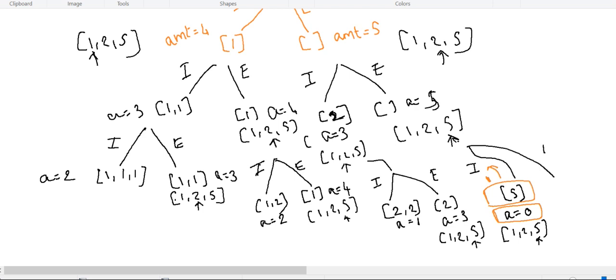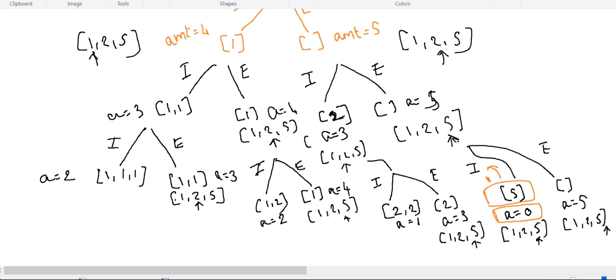Now let's do exclude. So if I do exclude, I still have the empty set. My amount is equal to 5, and my pointer will be incremented. It was on 5, now it's going to go out of bound, right?